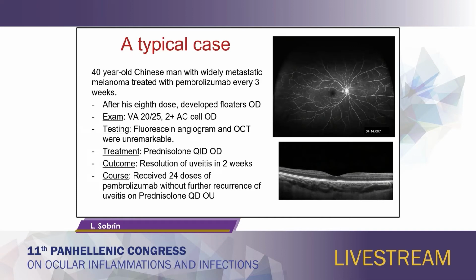Fluorescein angiogram and OCT were unremarkable, as you can see here. We treated him with prednisolone 4 times a day, and his uveitis resolved within 2 weeks. And he went on to receive a total of 24 doses of pembrolizumab without any further recurrence of his uveitis, and being maintained only on prednisolone every day.